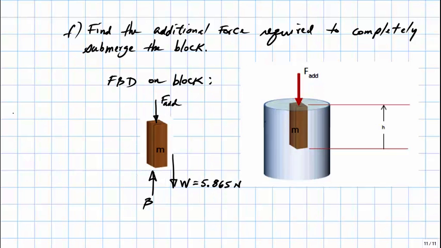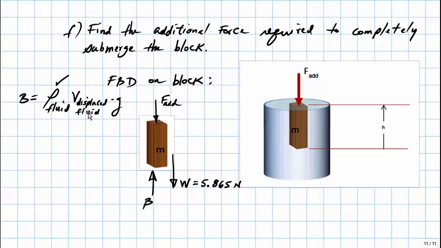The buoyant force equals the density of the fluid times the volume of the displaced fluid times G. We have the density of the fluid, and we also know the volume of the displaced fluid. In this case, the volume of the displaced fluid just equals the volume of the block, and that's because the block is completely submerged.